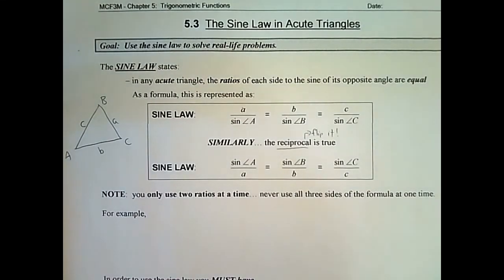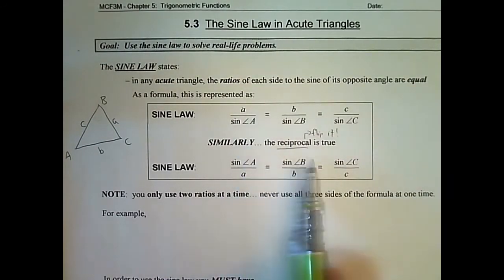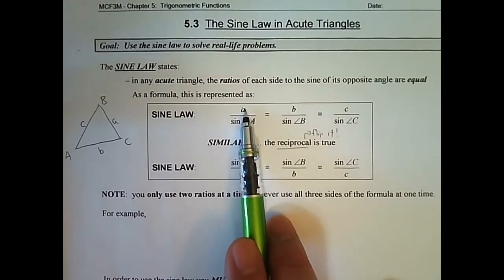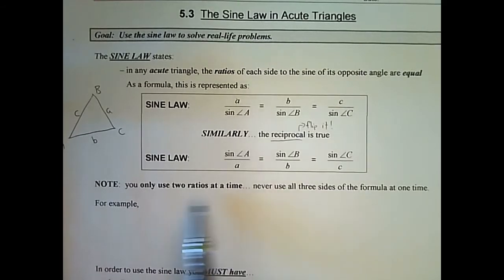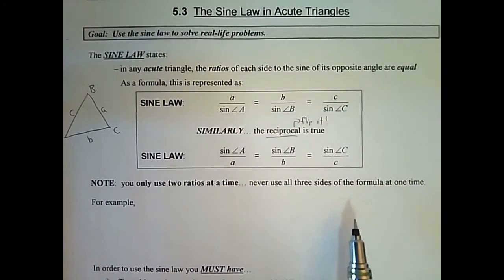Now another thing to note is that when we're using sine law, either the top one or the bottom one, and we'll see which one we're going to use when. To be honest, if we want to solve for the side, I usually like the side on the top of the fraction. And if I'm solving for the angle, I want the angle at the top of the fraction. But whenever I'm using sine law, I only ever want to use two ratios at a time. Never use all three parts of the formula at one time.